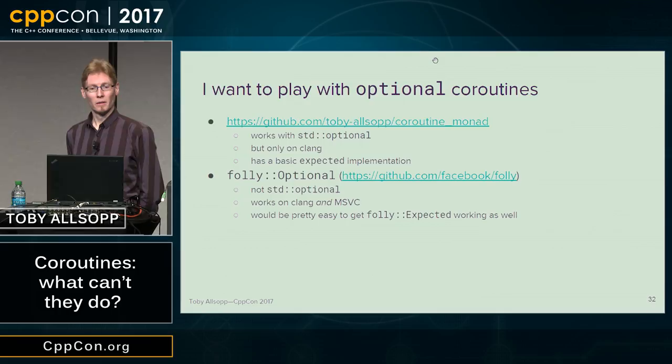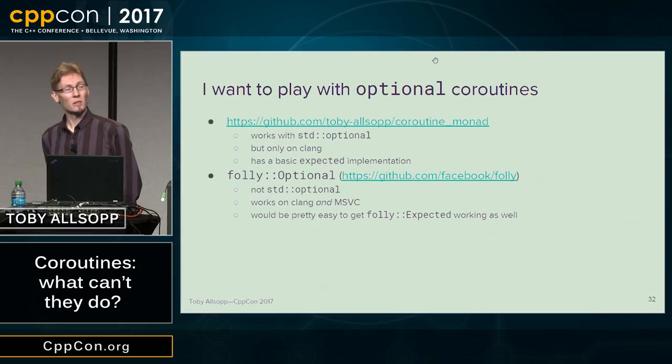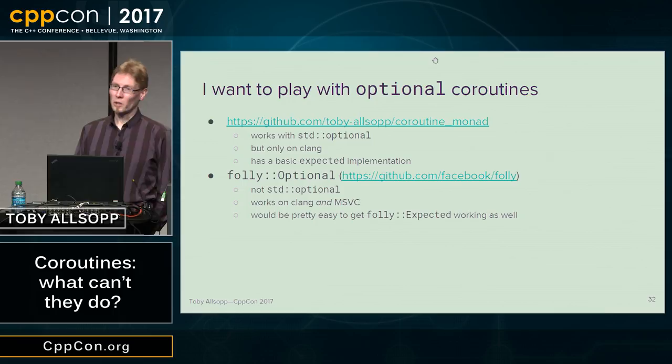There's also a Folly Expected, which doesn't yet have coroutine support. So that would be quite a good little project if someone wanted to play around with this stuff. I'm sure they'd appreciate a pull request.